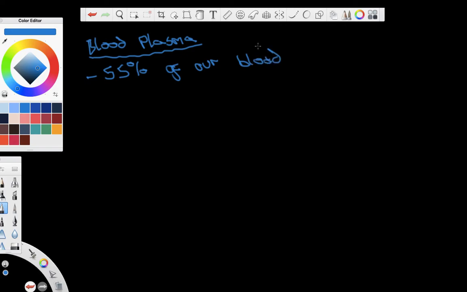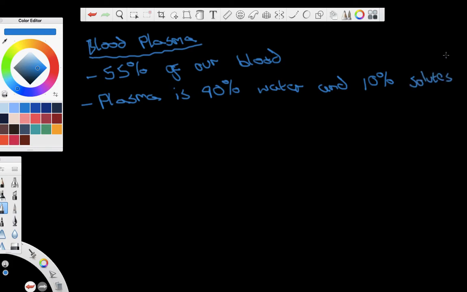Okay? It's about 90% water. So plasma is 90% water and 10% solutes. So it contains some dissolved parts, okay?